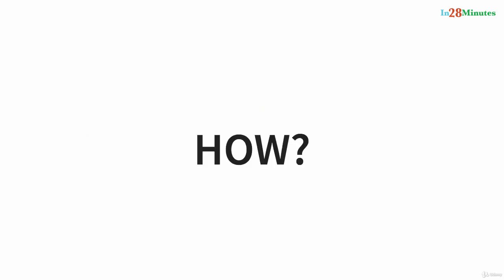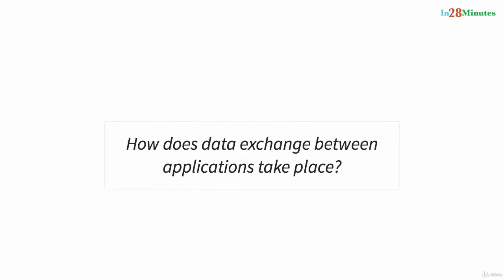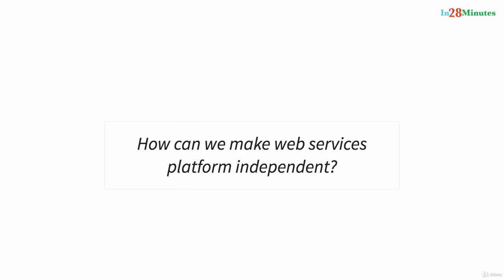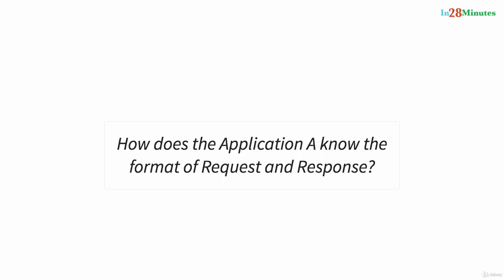In this video, we looked at the important hows related to a web service. How does data exchange take place? Through request and response. How do we make web services platform independent? By creating platform independent requests and responses. By using data exchange formats like XML and JSON. How does an application know the format of a request and response? We do that by providing something called a service definition. In the next video, we'll look at some of the key terminology related to web services.